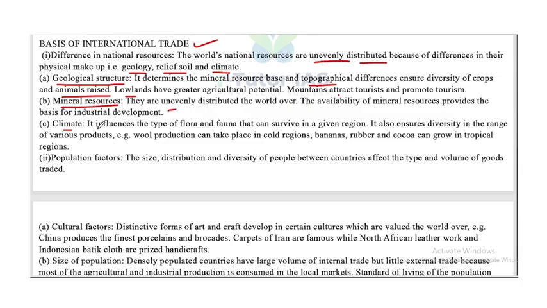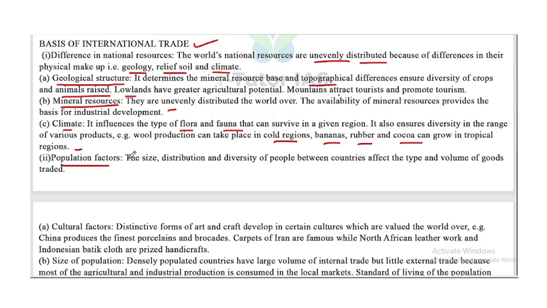Next one is climate. It influences the type of flora and fauna that can survive in a given region. It also ensures diversity in the range of various products. Example, wool production can take place in cold regions, while bananas, rubber and cocoa can grow in tropical regions. So that is the importance of climate.